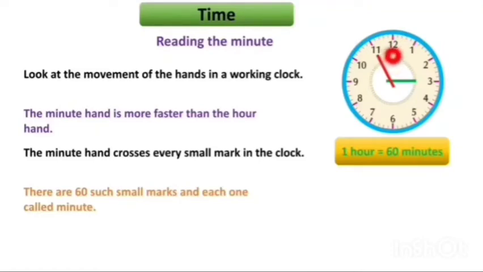Children, as I told you, there are small marks present in the clock and altogether there are 60 marks. One mark makes 1 minute, the second one 2 minutes, the third mark 3 minutes, the fourth mark 4 minutes and the fifth mark makes 5 minutes.